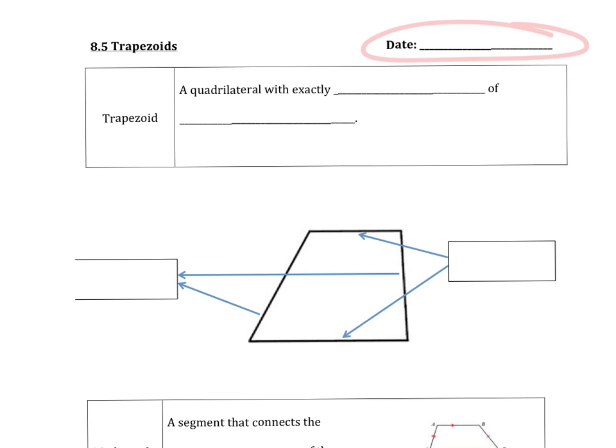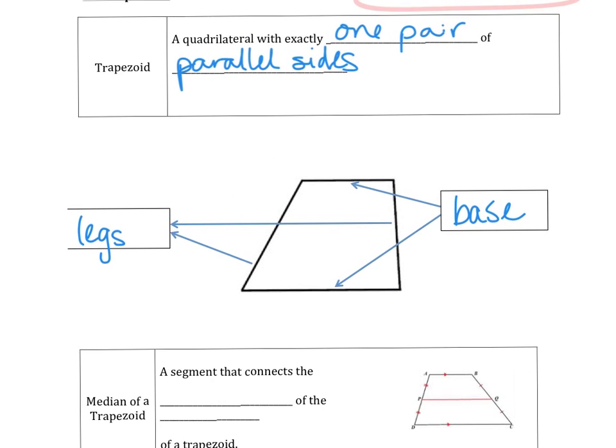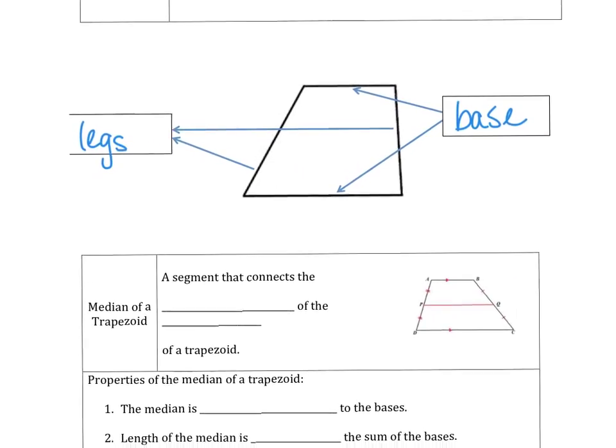Definition of a trapezoid is a quadrilateral with exactly one pair of parallel sides. All right, and usually those sides that are parallel are your bases. It's the top and the bottom of your trapezoid. The other two sides are called the legs of a trapezoid. All right, so trapezoid is a quadrilateral, two parallel sides.